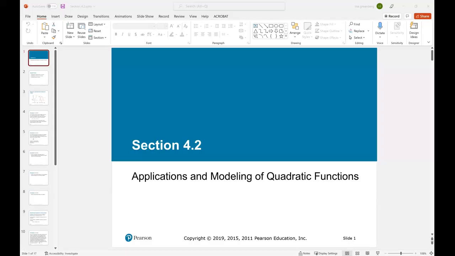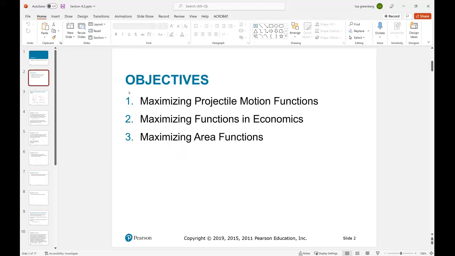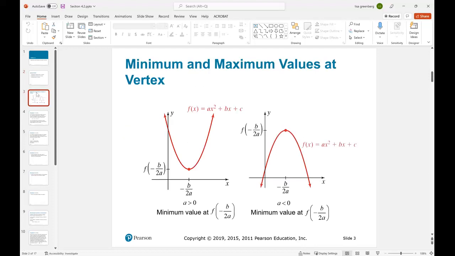Hi guys, and welcome to section 4.2, applications and modeling of quadratic functions. And this is going to be probably what you're thinking it is. There's a little bit of word problems going on here, but it's not going to be too bad, don't worry. So we're going to learn how to maximize projectile motion functions, maximize functions in economics, and maximize area. Okay. And really, we're just going to be doing it using our quadratics.